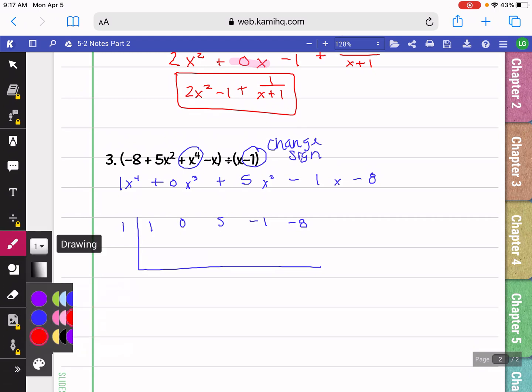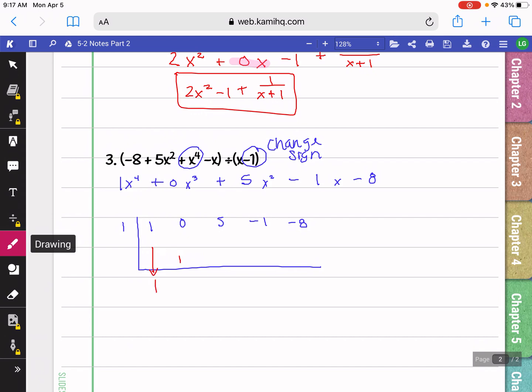Now I can bring down my 1 and start. 1 times 1 is 1. 1 times 1 is 1. 5 plus 1 is 6. 6 times 1 is 6. Negative 1 plus 6 is 5. And 5 times 1 is 5. Negative 8 plus 5 is negative 3. Remember, this last term is our remainder.